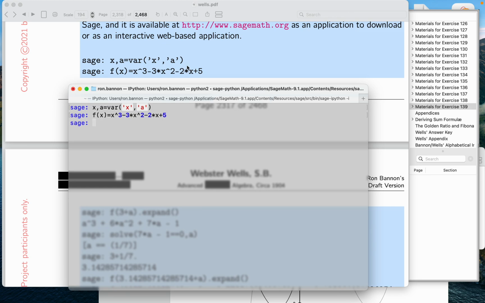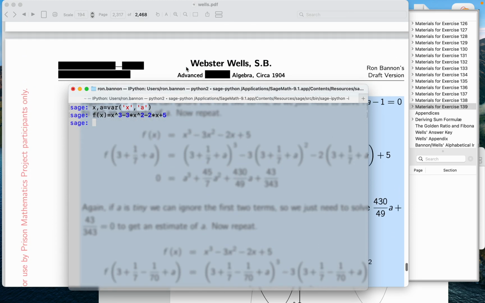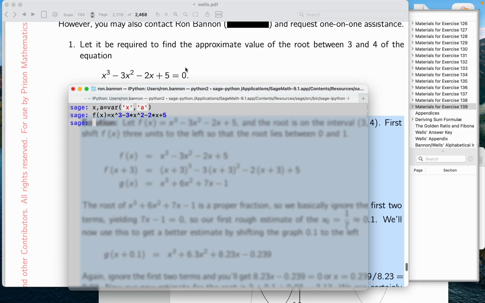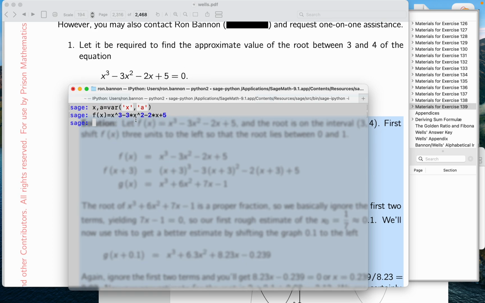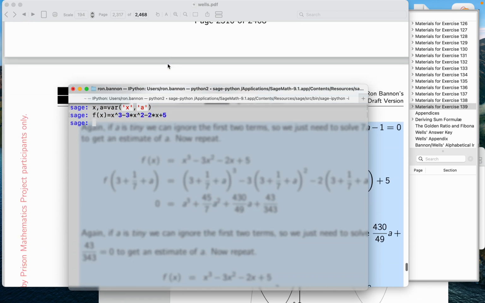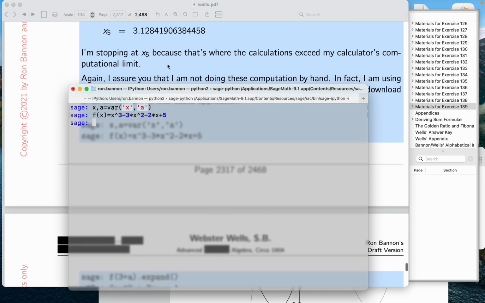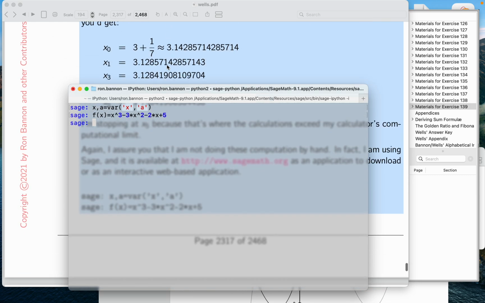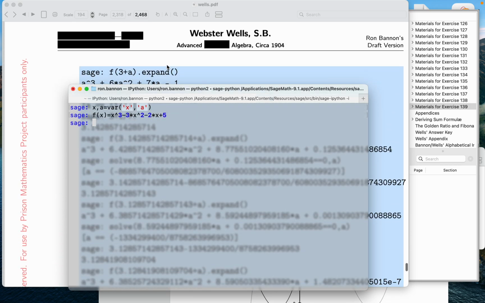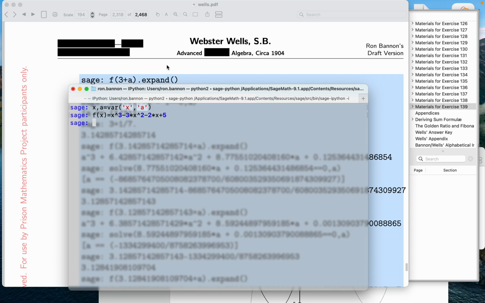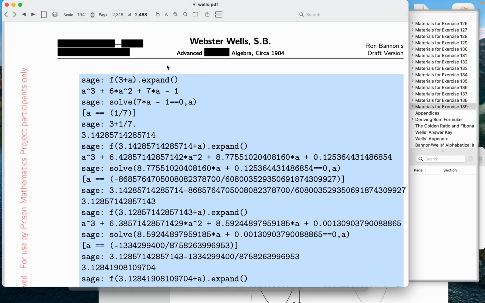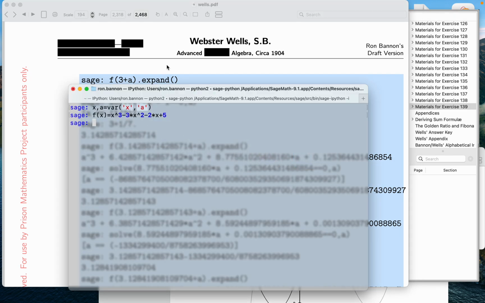All right? Now, I want to go back in the notes. This is long, I know that. I want to look at the original function, which is x cubed minus 3x squared minus 2x plus 5. I did pretty good. Let me go back to my Sage. Am I going too fast here? No, I don't think so. So what do I want to do now? I want to do the expansion. Whoops, sorry about that. I touched my mouse there. I want to do f of 3 plus a, and I want to expand it.